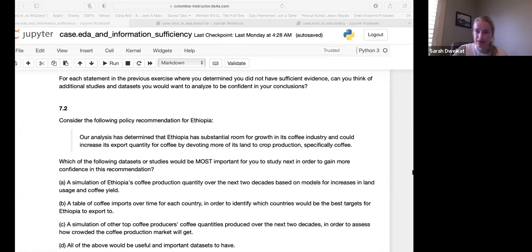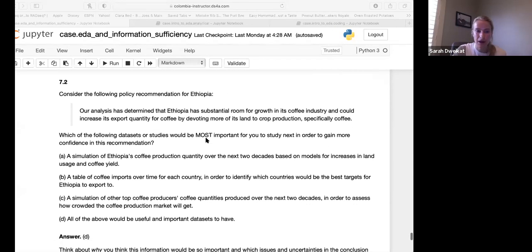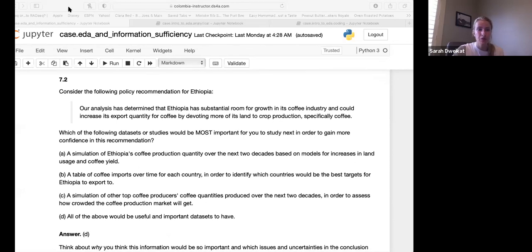So in polls and answers, let's go ahead and think about our policy recommendation. If we had known that there's substantial room for growth, what would help us to gain more confidence in that? Okay, I'm not going to give a whole lot of time. We can discuss. It looks like so far the most popular answer is D, which is correct.